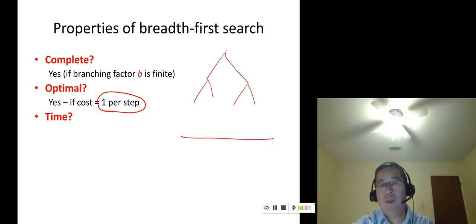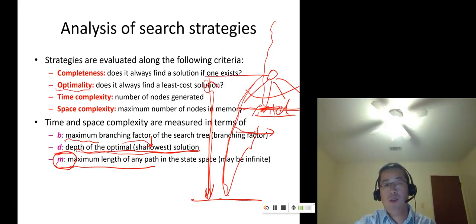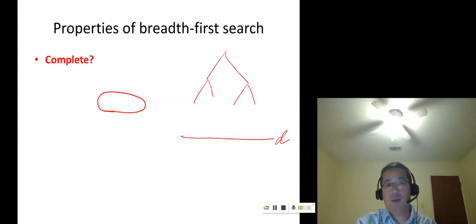The m is the maximum length, and the d is the optimal solution. We mentioned here d, depth of the optimal or shallowest solution. So that means we already know here is d. So you only go until here and then you will stop, because you will find the solution. So this is the idea.